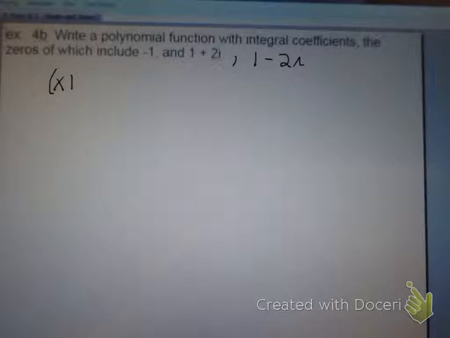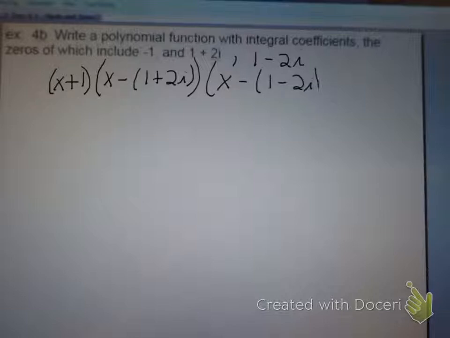Here's another example. Notice that they only gave you two zeros, but we know the third one by doing the conjugate. The conjugate would be 1 minus 2i. Put these in factor form. Distribute your negatives.